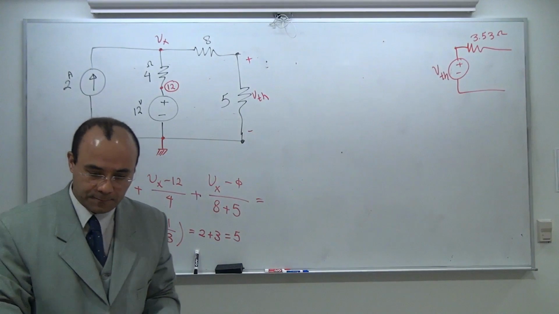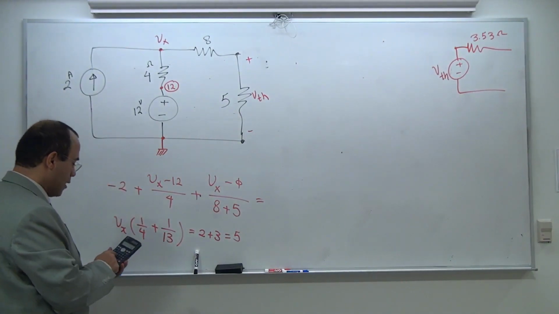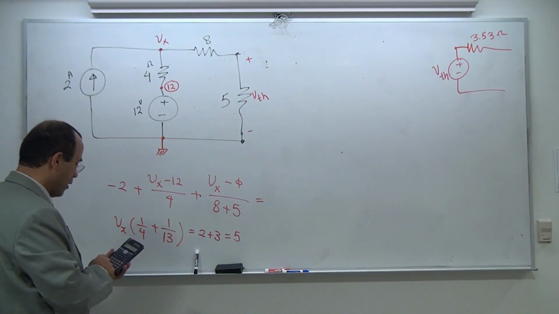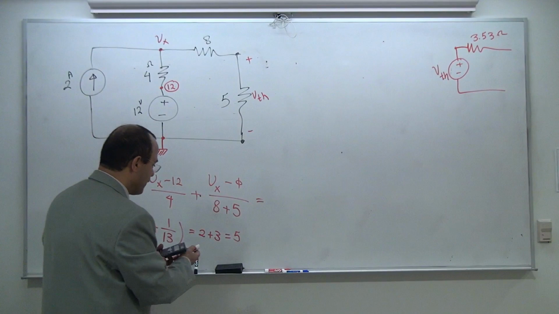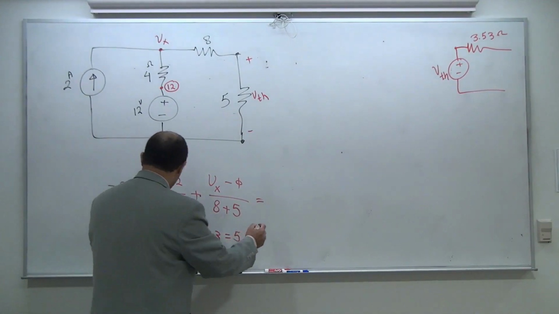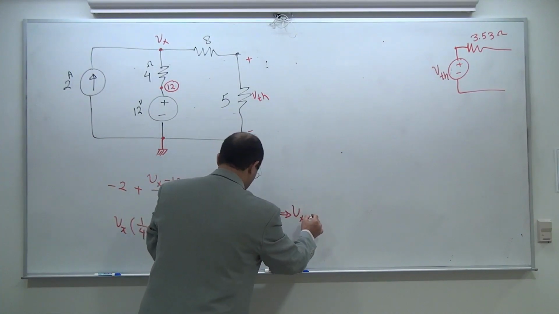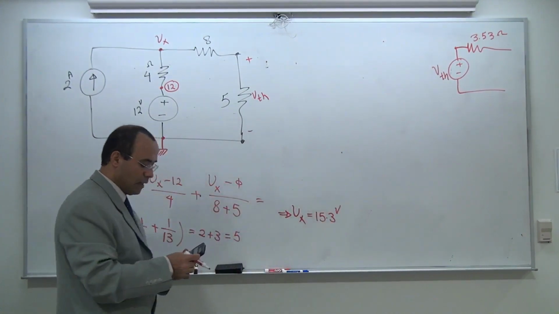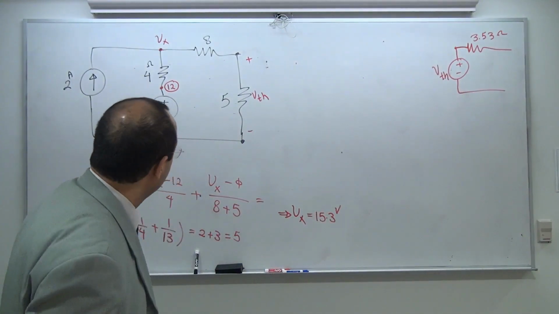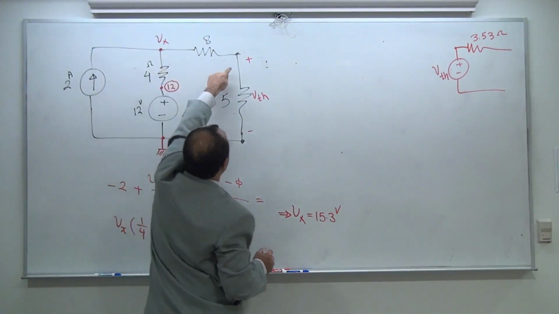Let's solve this. 5 divided by 1 divided by 4 plus 1 divided by 13. With your calculator, don't do any more simplifications than needed. So here, my Vx is going to be 15.3 volts. But that's not my Thevenin. Vx is 15.3, I need to find Thevenin.